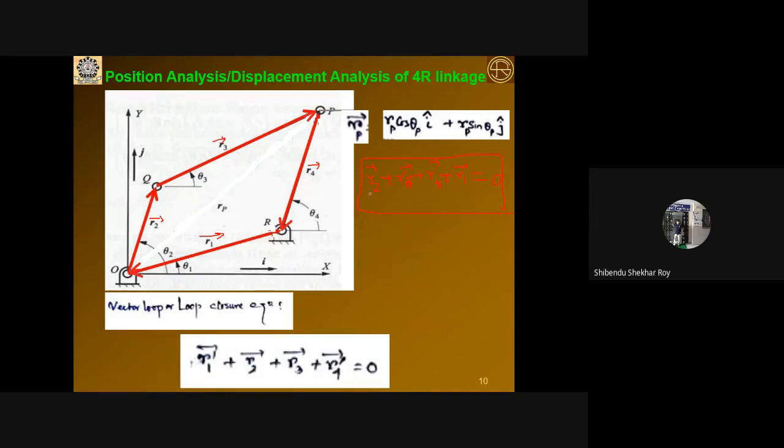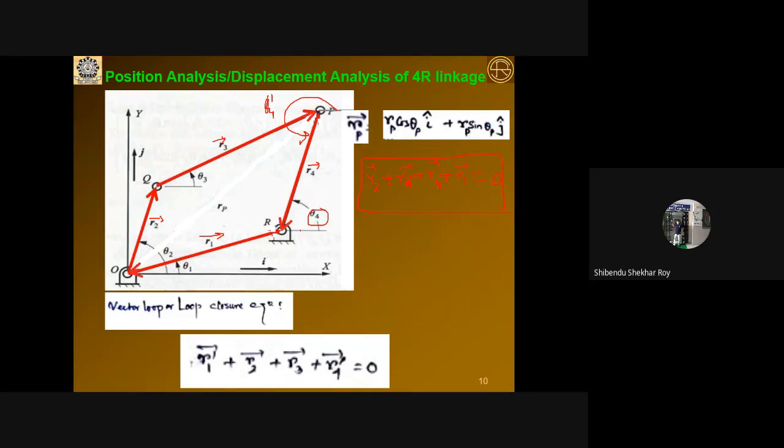Now what is the R2 vector? R2 vector equals, put p equal to 2. That means if p is the index, put p equal to 2. Then the R2 vector is R2 cos theta 2 i plus R2 sin theta 2 j. What will be the R3 vector? Then it will be R3 cos theta 3 i plus R3 sin theta 3 j. What is the R4 vector? R4 vector equals R4 cos theta 4 bar i plus R4 sin theta 4 bar j, because here I have used one notation, theta 4 bar.